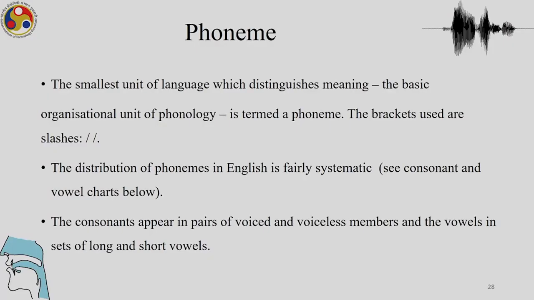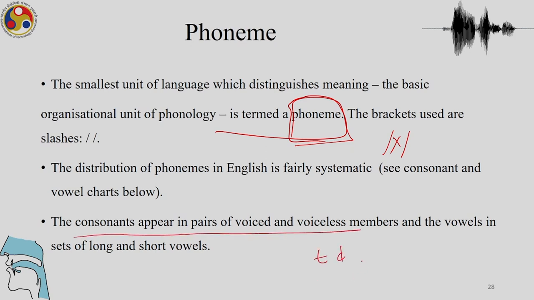And the smallest unit of language which distinguishes meaning, we would call the basic organizational unit of phonology, and in phonetics it is also termed the phoneme. So, the smallest unit which distinguishes meaning. Most of the time, phonemes are shown with forward slashes, and inside that you represent the sound, and that's the phoneme. The distribution of phonemes in English is fairly systematic. The consonants appear in voiced and voiceless members, and the vowels in sets of long and short vowels. You had seen that the consonants appeared in voiced and voiceless members when you saw the International Phonetic Alphabet chart: ta, da, ka, ga, voiceless, voiced, voiceless, voiced. Vowels are short and long, and in the vowel chart they will also be represented as rounded and unrounded sets.